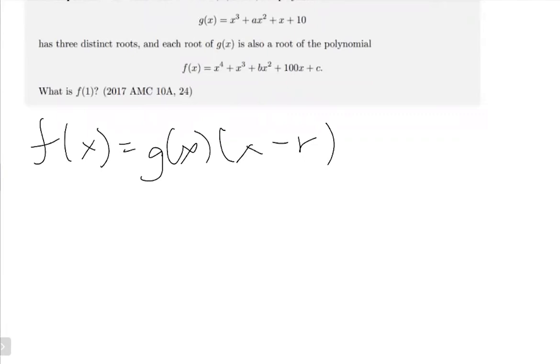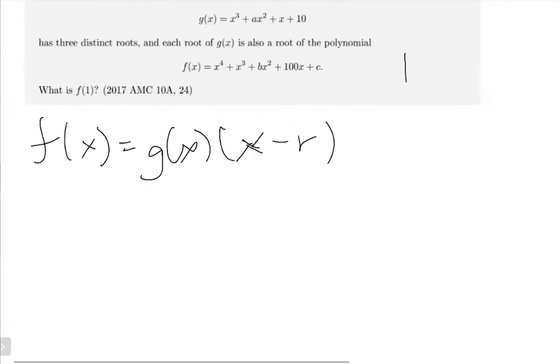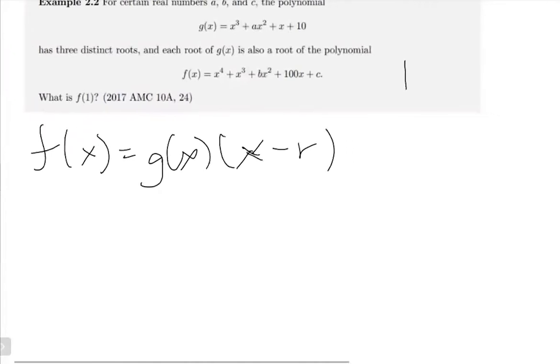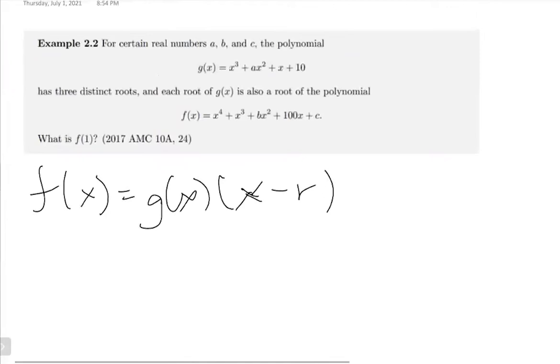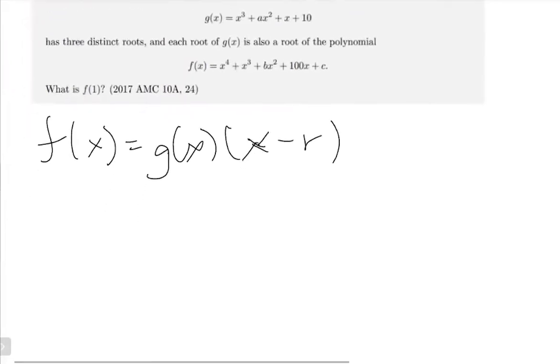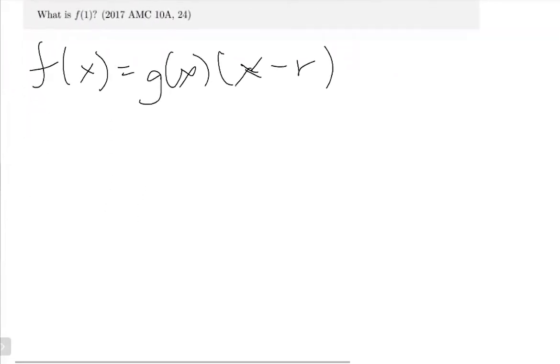And we know it's only a first degree polynomial, and the leading coefficient is 1, because g of x is of degree 3, and f of x is of degree 4. So that necessarily means the quotient is of degree 1, and the leading coefficients of both are 1. So that's why we know that the quotient is of the form x minus r. Next, what we can do is substitute and expand, right?